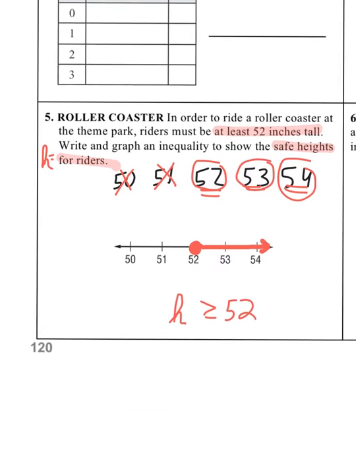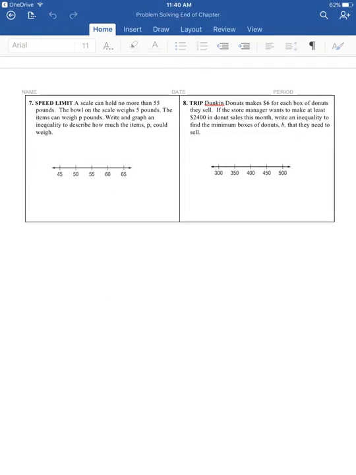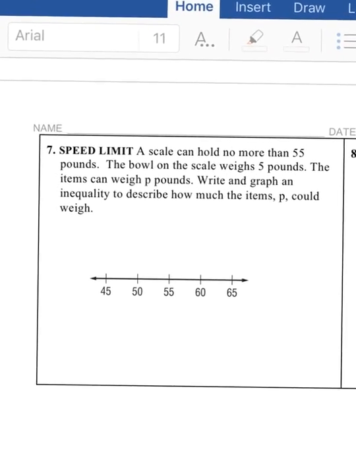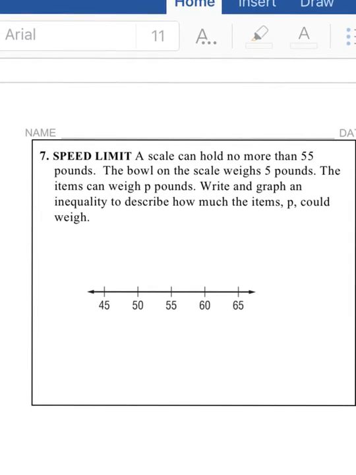Now the last one we're going to do is number 7. This is going to be a one-step inequality, so we're going to have to solve the inequality and then graph it. So let's read it. I'm going to highlight important stuff while we read it. It says, a scale can hold no more than 55 pounds. The bowl on the scale weighs 5 pounds. The items can weigh p pounds. So we don't know what the items weigh. That can change. But we do know the bowl always weighs 5 pounds. Write and graph an inequality to describe how much the items p could weigh.